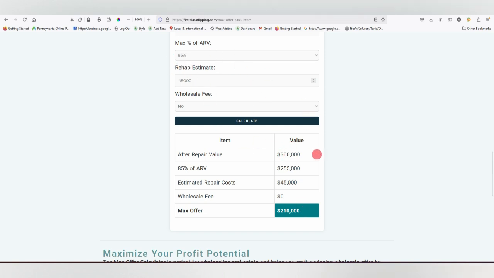All right, I hope you guys were able to see how easy it is to use this calculator. Again, it's free. You don't have to download anything onto your computer. Just bookmark the page and come back and use it whenever you like.